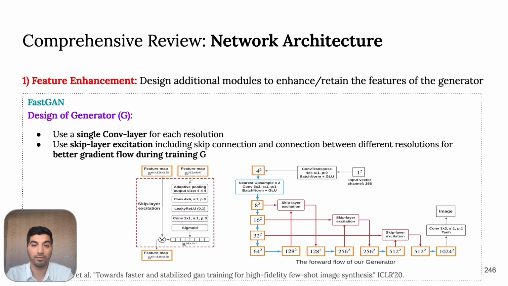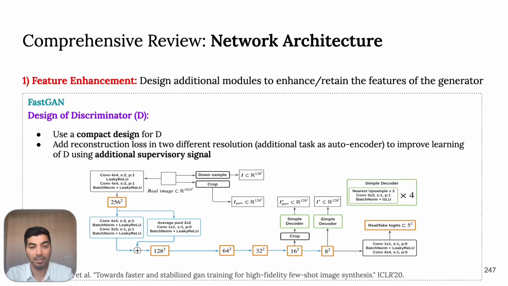This is the design for their generator. They use a single convolutional layer for each resolution, and they have this skip layer excitation, including skip connection between different resolution for better gradient flow. They also use a compact design for D, having less convolutional layers. And also in two different resolutions, they add another task, an image reconstruction task like an autoencoder, to have additional learning signal and improve the training of D.